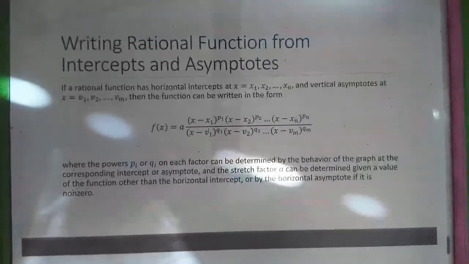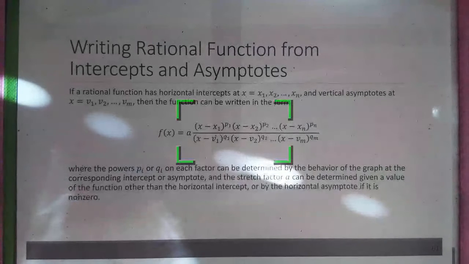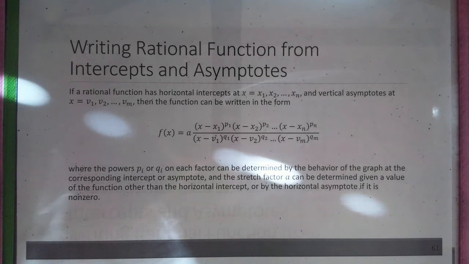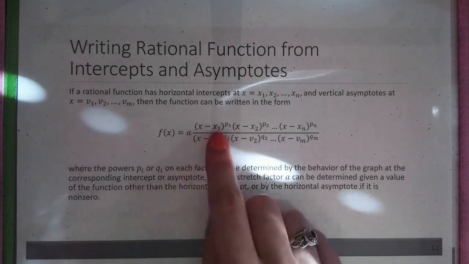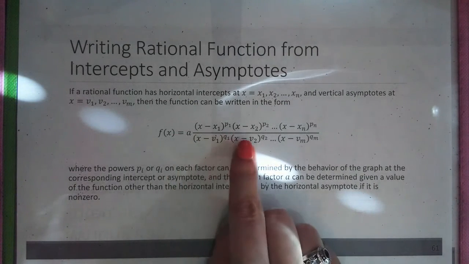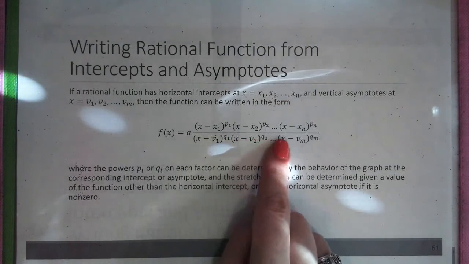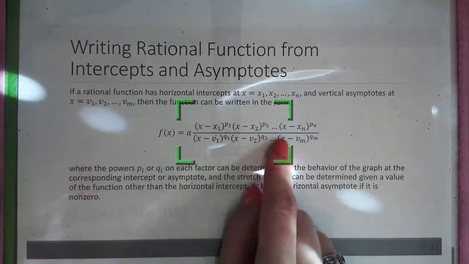So now that we've graphed one by ourselves and we've looked at the graph of one, we're going to see what we can do about writing equations. So if a rational function has horizontal intercepts at x equals x1, x2 up to xn, and vertical asymptotes at x equals v1, v2 up to vm, then the function can be written in the form f of x equals a, which is going to be our vertical stretch factor, times x minus x1 to the p1, x minus x2 to the p2, up to x minus xn to the pn.